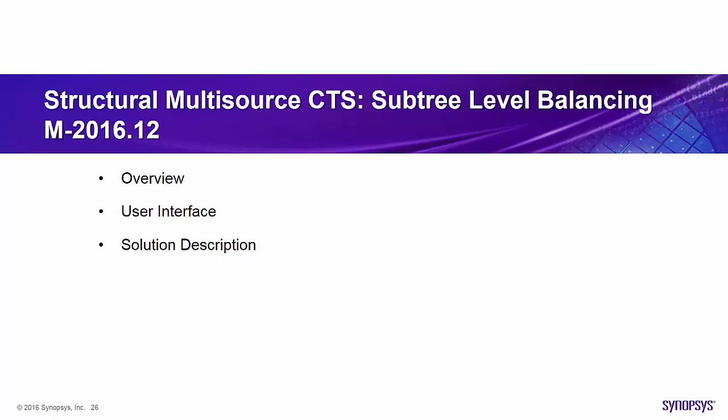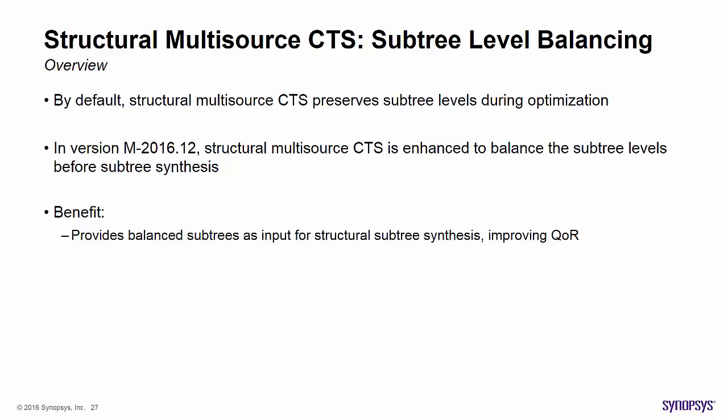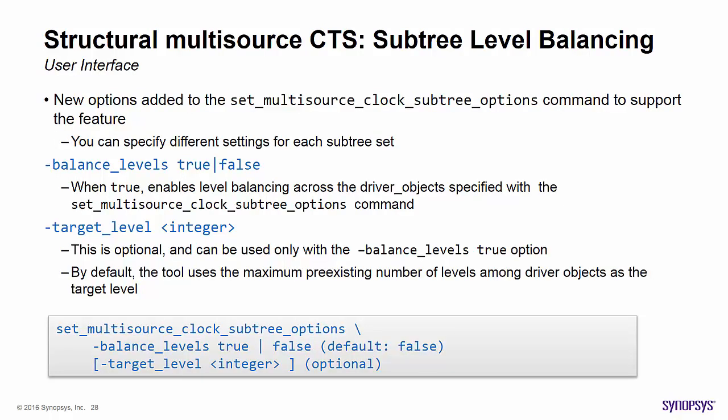Let us now review the subtree level balancing feature in structural multi-source CTS. Structural multi-source CTS preserves subtree levels during optimization by default. In 2016.12, it has been enhanced to balance subtree levels before synthesis. This ensures balanced subtrees as input for structural subtree synthesis, thereby improving QOR. The set_multi_source_clock_subtree_options command now has new options to support this feature.